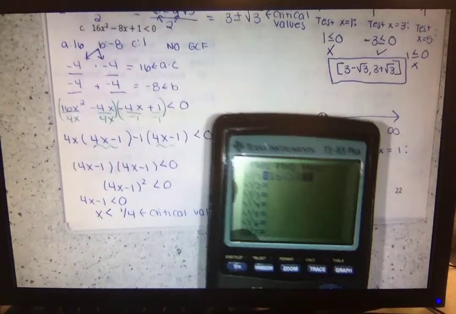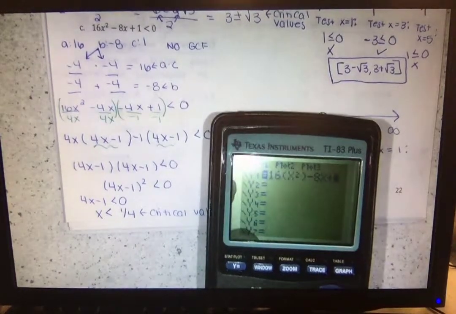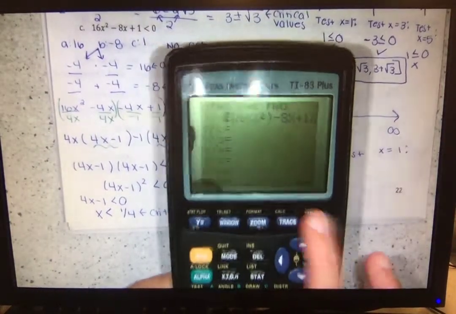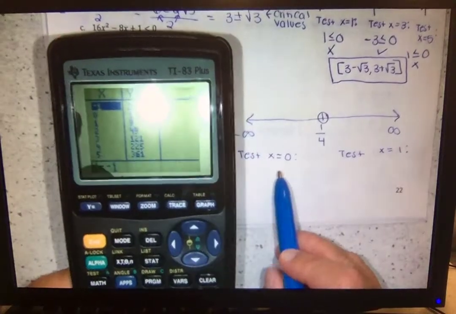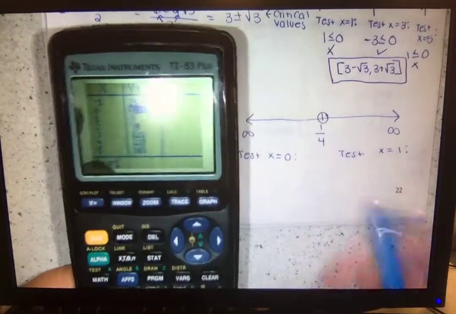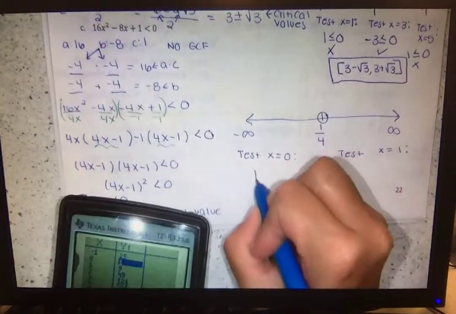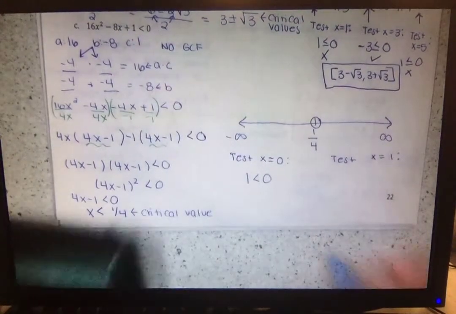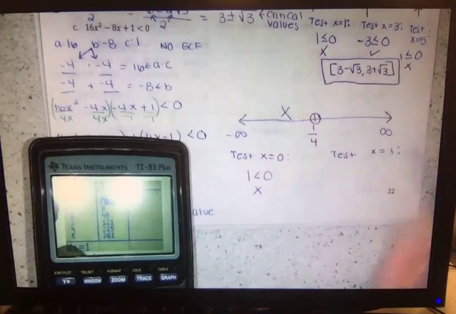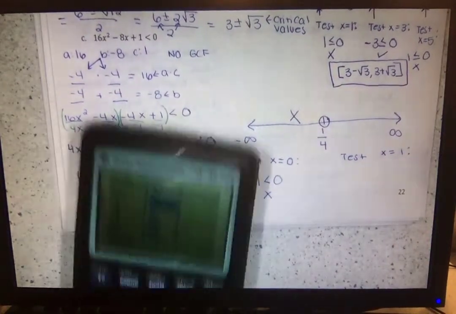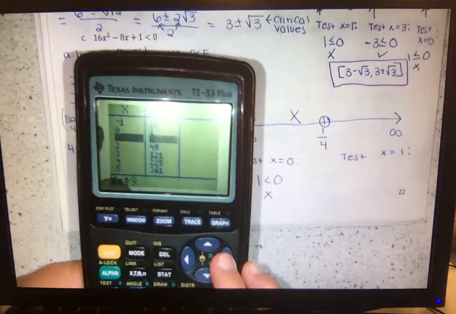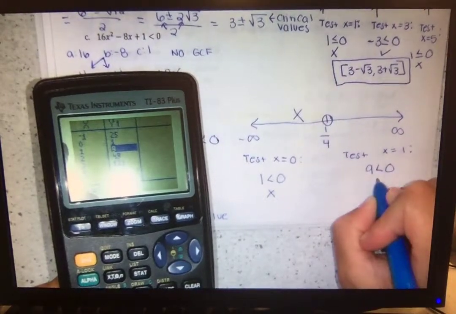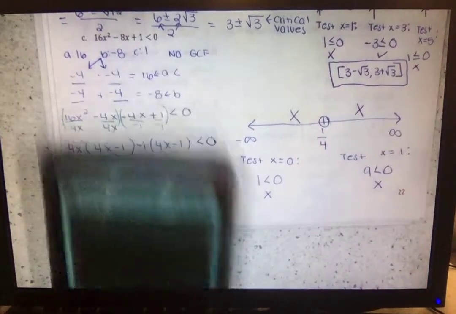So going to our y equals, we're going to plug in our new equation, which is 16x squared minus 8x plus 1. Going to our table, we said we're going to test 0. Whenever we plug in 0, out comes 1. So is 1 less than 0 using the sign that's in the problem? No. So that side doesn't work. Testing positive 1. Plugging in positive 1, we're left over with 9. Is 9 less than 0? No. So that doesn't work.